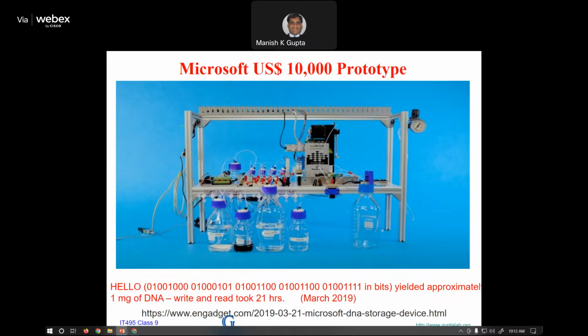You can see that they stored hello. They converted it into bits, and that yields approximately 1 milligram of DNA. Write and read took 21 hours. So I'm going to describe the codec that they have used. It is a fairly simple codec.